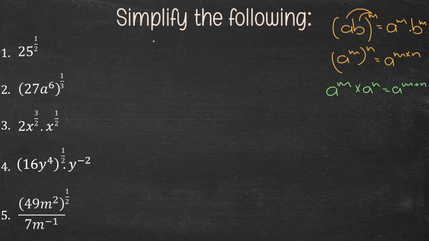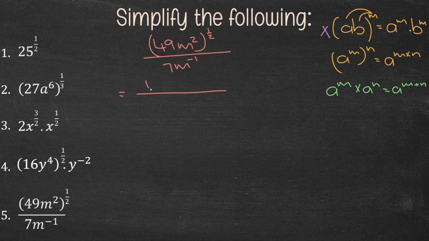Let's do the last example for this video, which is 49m squared, all raised to the power of a half, over 7m to the power of negative 1. Okay, let's see what we've got here. We've got this whole bracket that is raised to the power of a half, and I see we've got this negative exponent in the denominator. First up, let's apply this exponent law to the numerator.